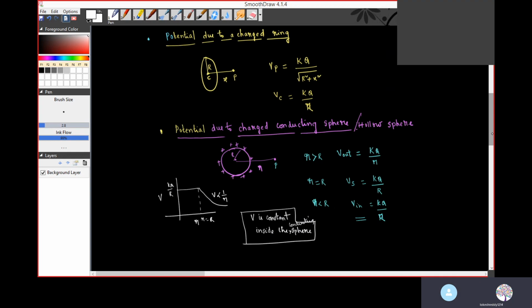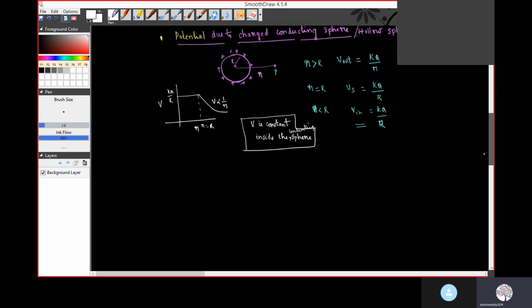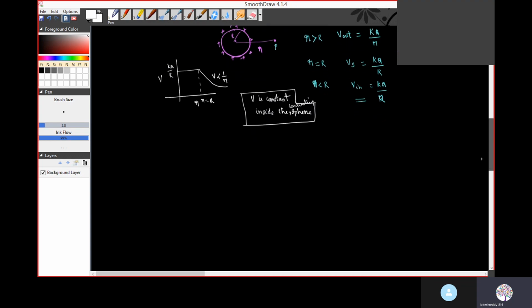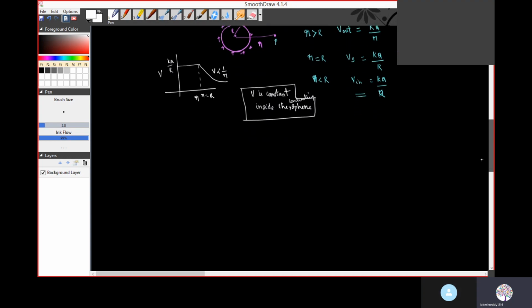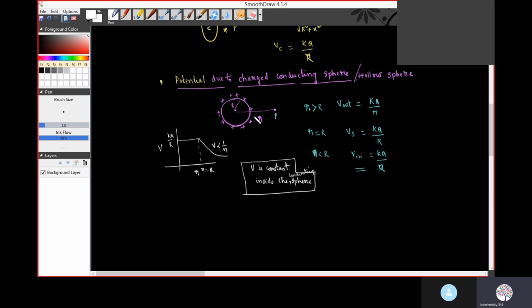Important, you have to be thorough with all the formulas. Then non-conducting sphere. See, electric field is zero inside, but potential is constant. This is also an important question. For a charged conducting sphere, electric field is zero inside the sphere, but potential is constant, KQ by R.